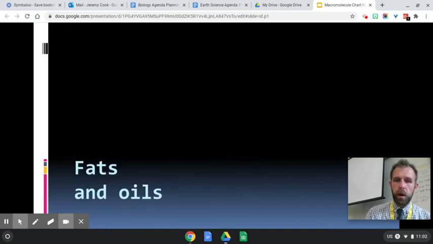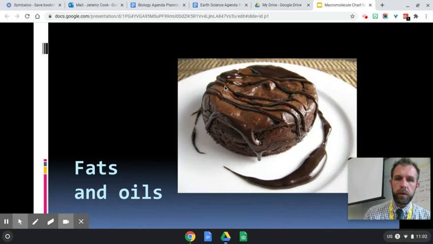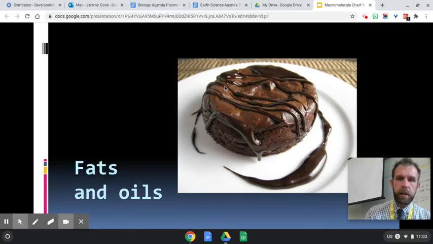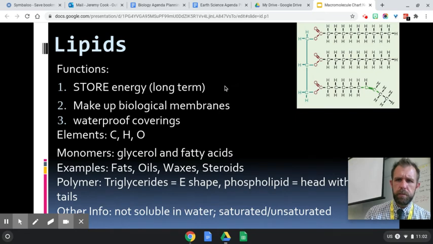Macromolecule number 2 are the lipids. These are fats and oils. These tend to be a lot of things that we would get in our desserts, things that are not always the best for us. They have 3 main functions that you need to know about. Number 1, they are your long-term energy storage. Both of these first 2 molecules deal with energy. Carbohydrates are your quick energy. I can easily convert those into a usable source called ATP, which we'll talk about in our respiration unit. Whereas lipids are energy stored for a long term.